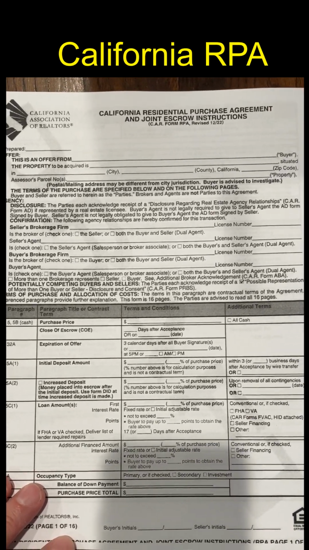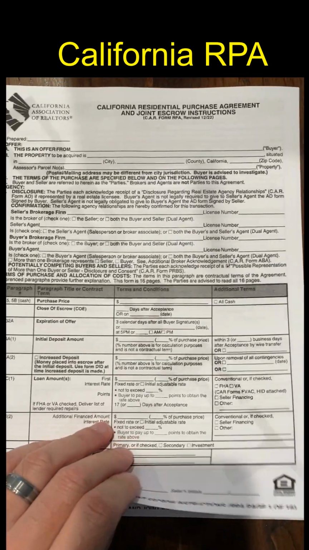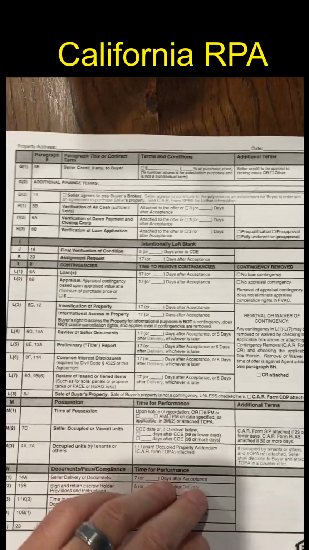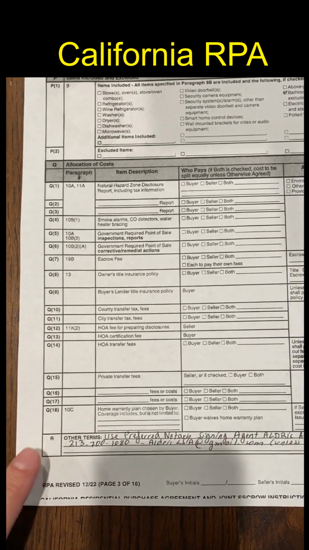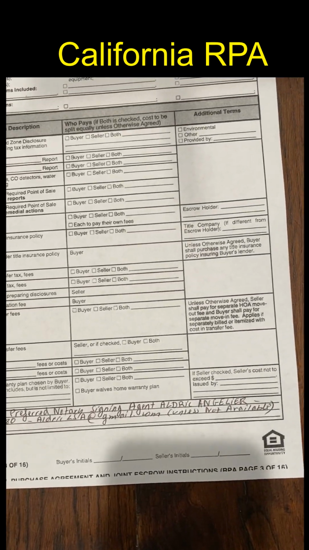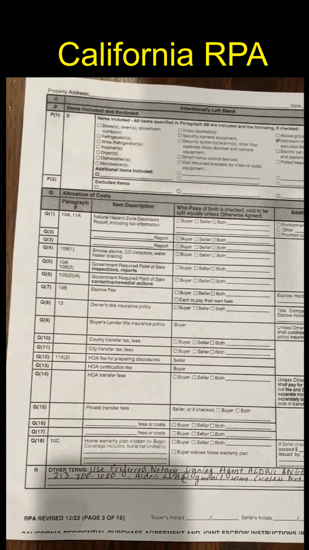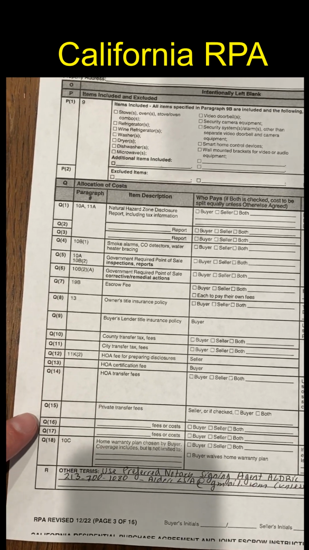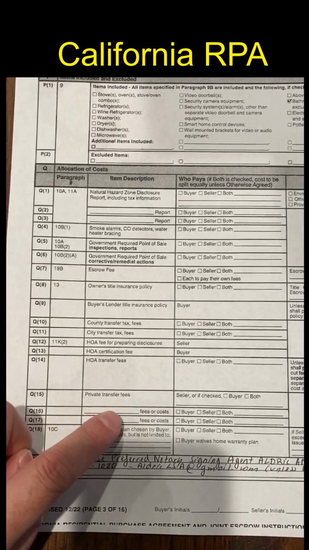Now, if we look at the California residential purchase agreement, the RPA, or any other state, if you are in another state, you can see in the California one on page 3, you see here, number R, you have other terms. And the same wording is here. It is also possible to add it in Q16 or Q17. For example, you can put the info here.